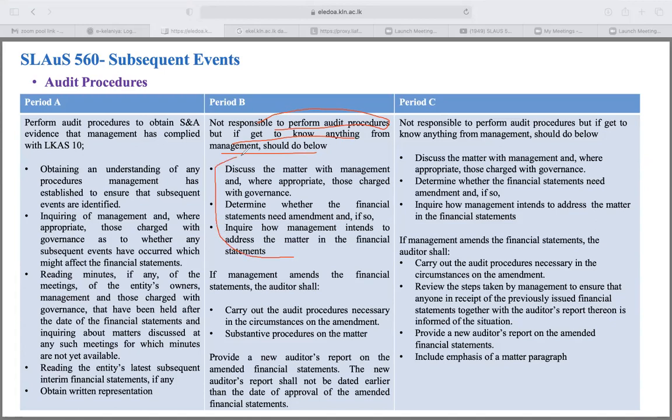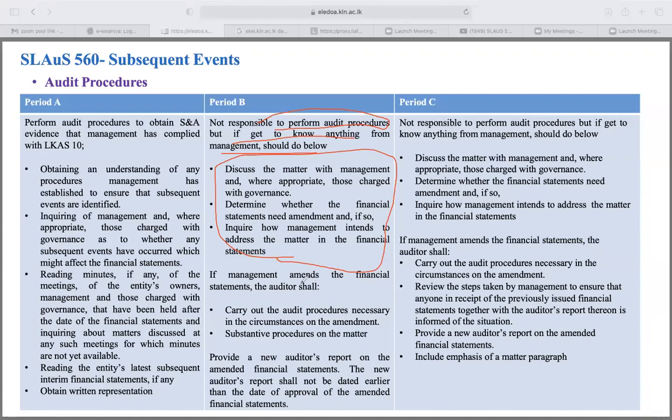So as a first step, we need to discuss the event which is happening after the audit report date and before the financial statement issue date with the management, and we need to determine whether this event needs to be adjusted or has some impact on the financial statement, right? So you need to inquire with the management and discuss with the management as a first step. Then if there's an amendment required, right? If there's an amendment required, what do we need to do?